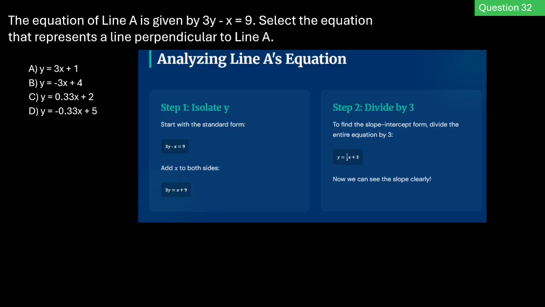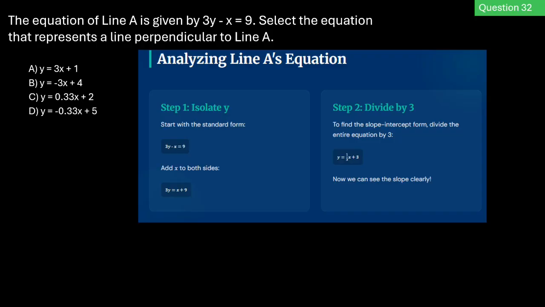Now, if you take a look at your equation, there is a negative x beside your y. So to isolate the y, we need to do the inverse, which is to add x. And whatever we do to one side, we are going to do to the other side as well. So if we add x to the left side to isolate our 3y, we have to add x to the right side. So now we have 3y is equal to x plus 9.